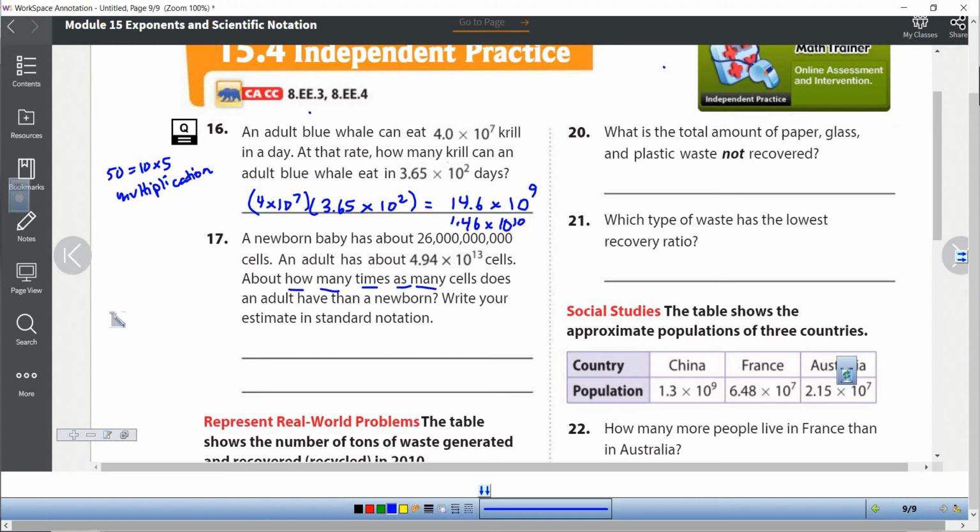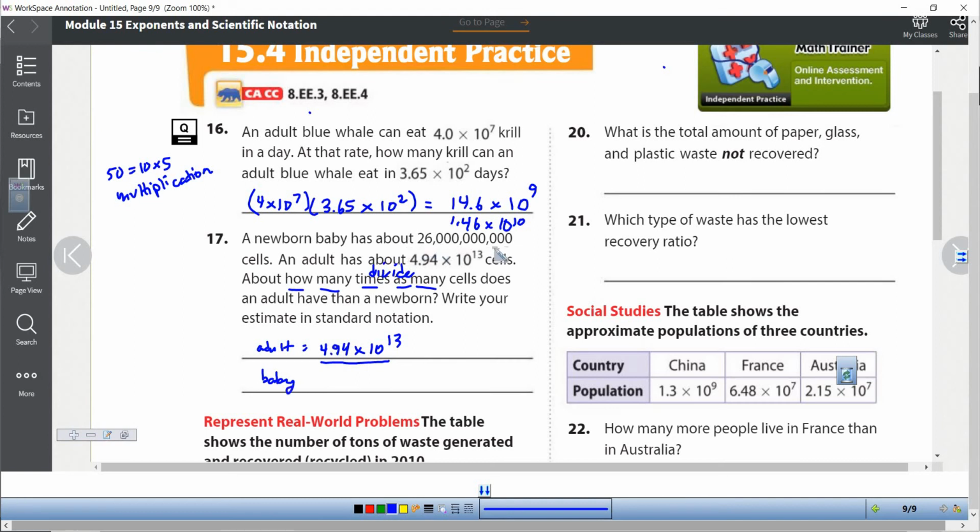How many times means I need to do what? It means I need to divide, right? We need to divide the bigger number by the smaller number. Okay, so we have the adult. The adult is 4.94 times 10 to the 13th power. And I'm going to divide that by the baby.